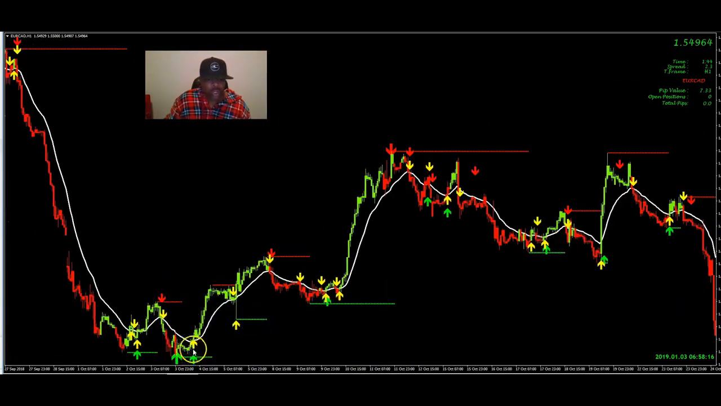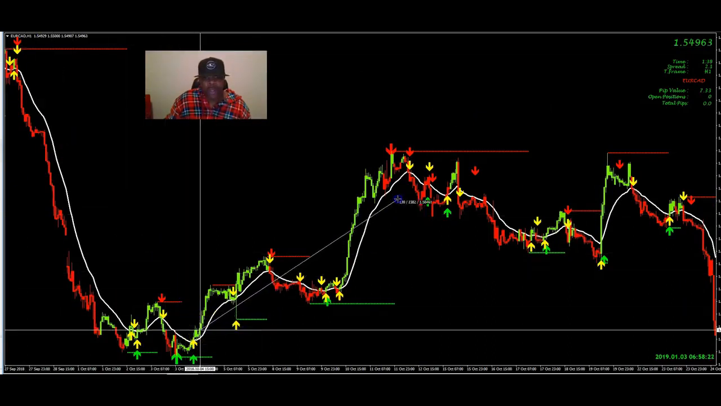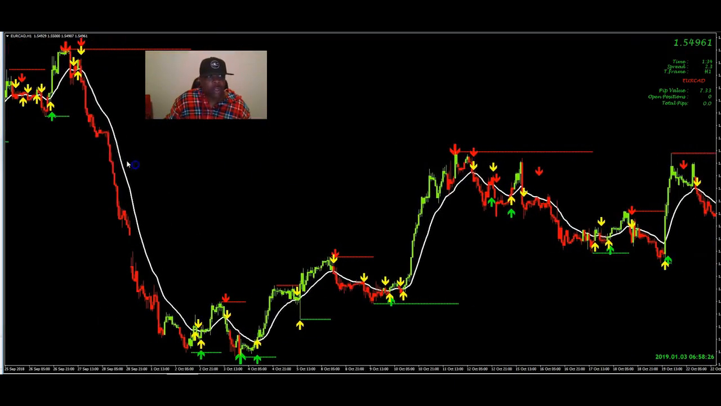See? Triple arrows right here. And it goes again. And you see, you don't have to have major pairs or a number of pairs. 279 pips. And I know y'all can see this one.